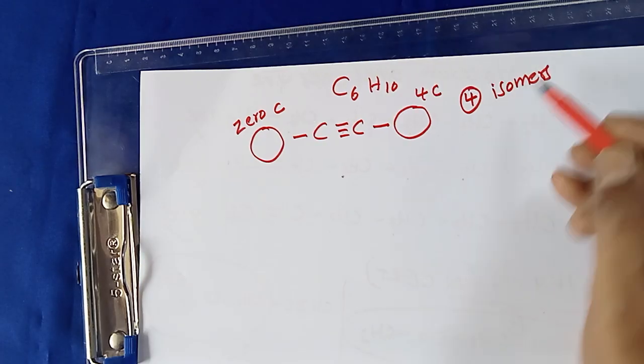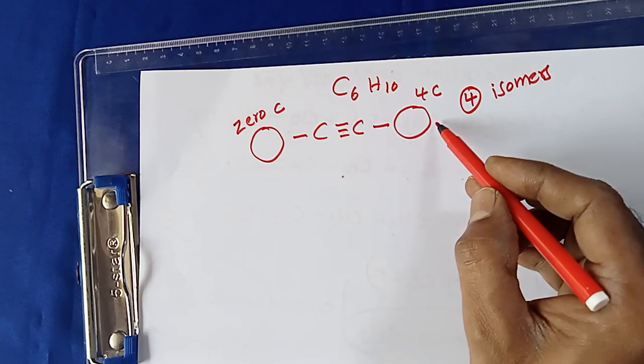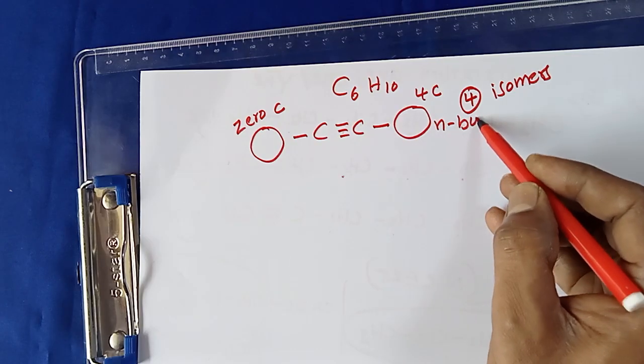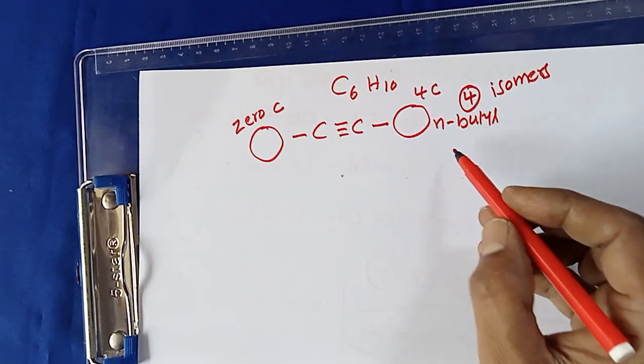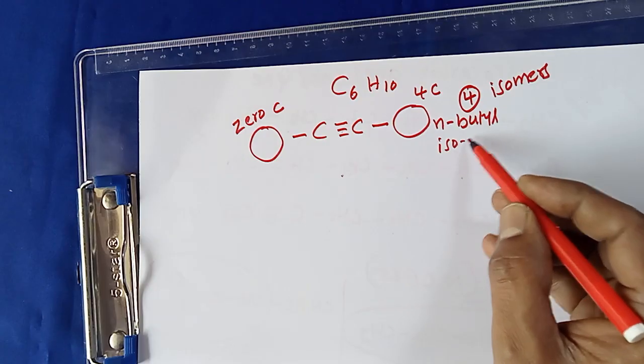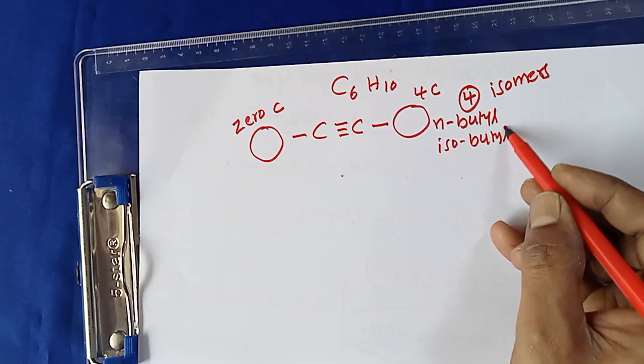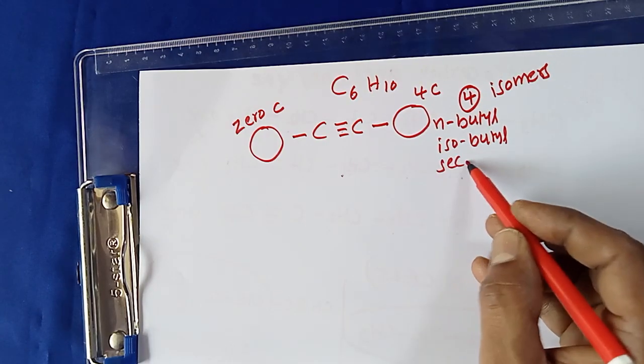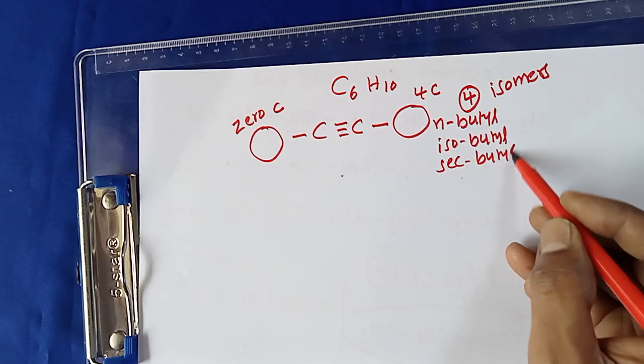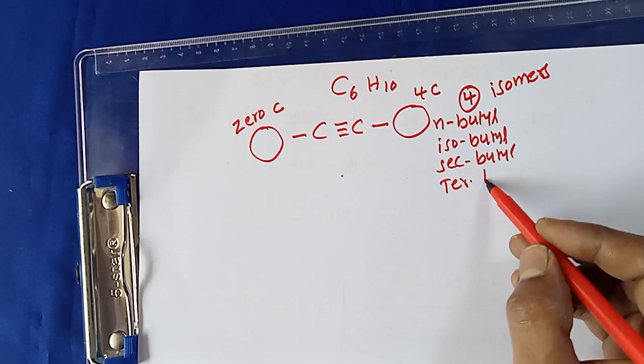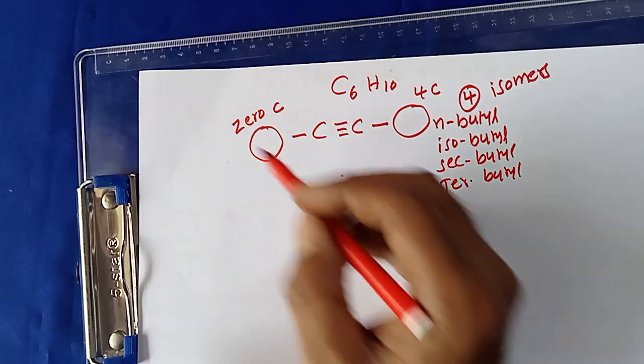How is it? In this one, what first you write down? N-butyl. Next one, isobutyl. Next, secondary butyl. Then tertiary butyl. This is over. Step 1.